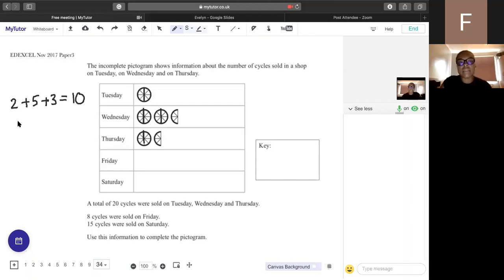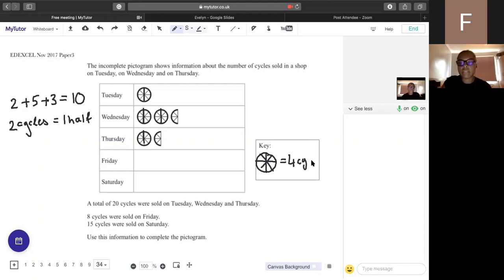Now that means 10 halves equal 20 cycles, so that means 2 cycles equals 1 half, one half of one of the wheels. So that means that a whole wheel, if we were to draw this, would be equal to 4 cycles.